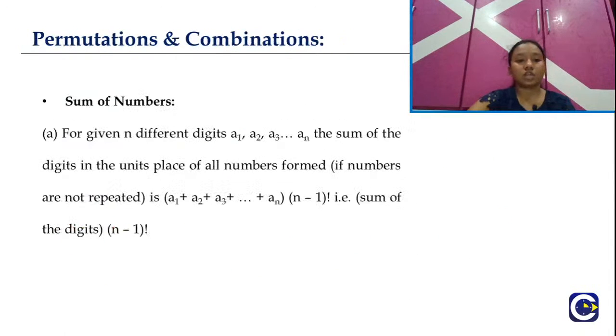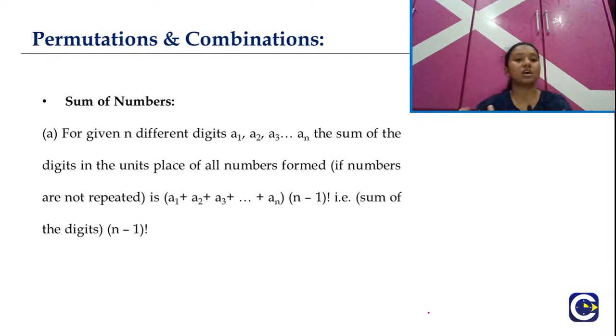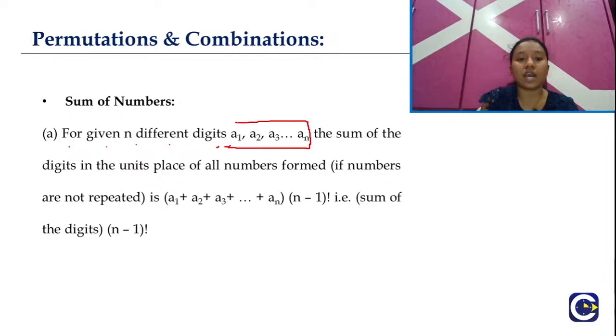So let's move on, guys, to the next one. The next concept we are going to discuss here is sum of numbers. Right, so let's read out the thing here. For given n different digits, that is a1, a2, a3 and so on, an. So here we are having some n digits. So let us take 1, 2, 3 like this.